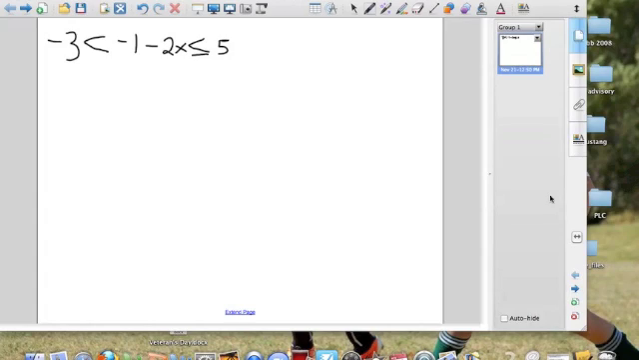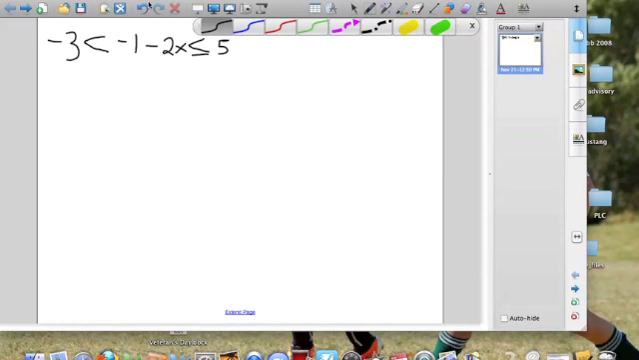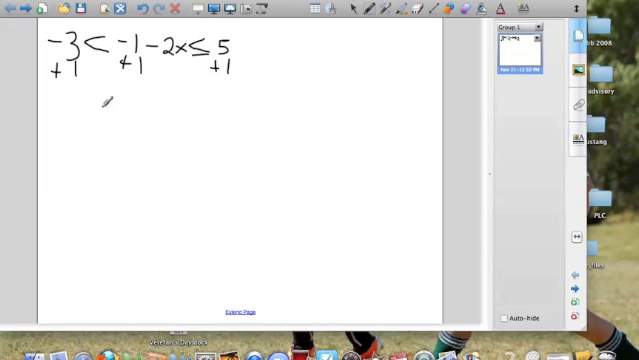Third example for compound inequalities, we have negative 3 is less than negative 1 minus 2x is less than or equal to 5. Now in this problem we'll end up having to divide by a negative on both sides of the inequality. And whenever you divide or multiply by a negative on both sides of the inequality, you're going to have to flip the inequality sign. So first thing we're going to do is solve for x. We'll add 1 to all three locations of the inequality, combining our like terms, and we'll end up with negative 2 is less than or equal to negative 2x is less than or equal to 6.